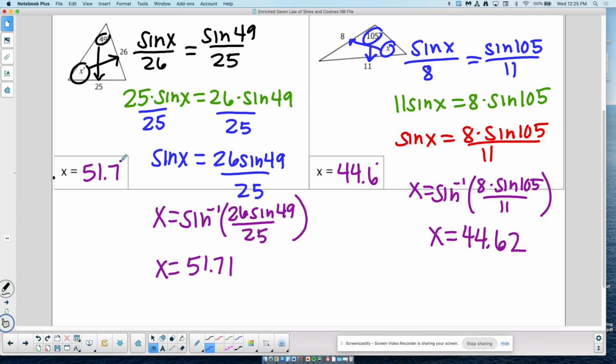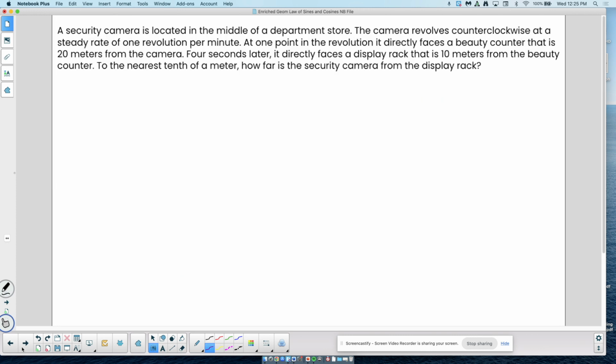Okay, we're going to finish with kind of a fun multi-step word problem here. It's a good thinker. It says a security camera is located in the middle of the department store. The camera revolves counterclockwise at a steady rate of 1 revolution per minute. At one point in the revolution, it directly faces a beauty counter that is 20 meters from the camera. 4 seconds later, it directly faces a display rack that is 10 meters from the beauty counter.